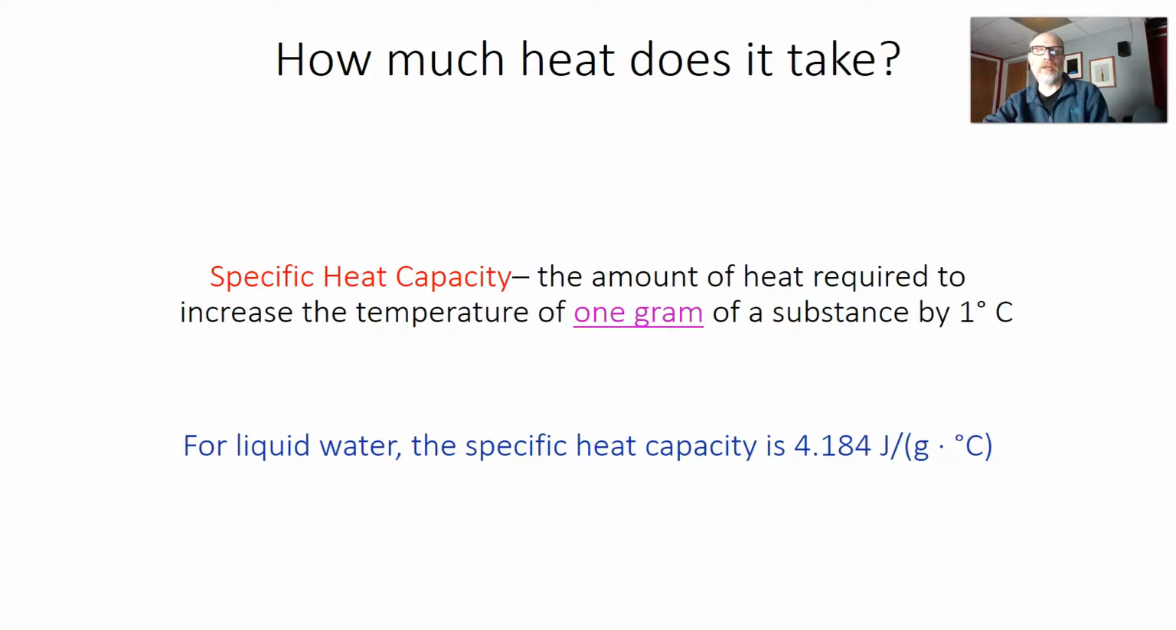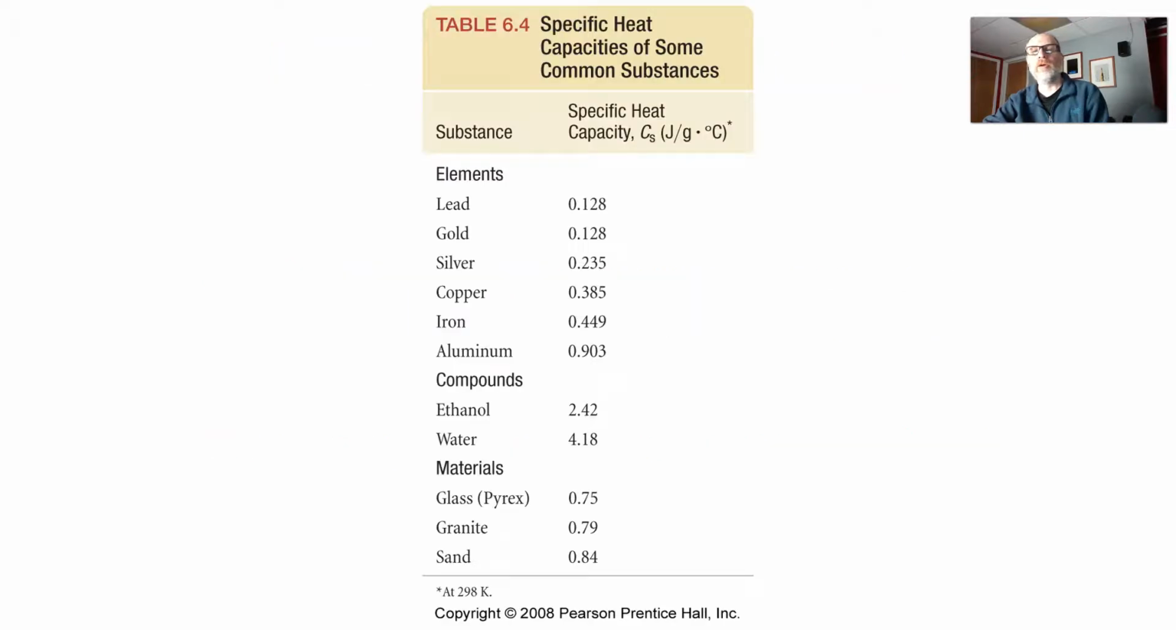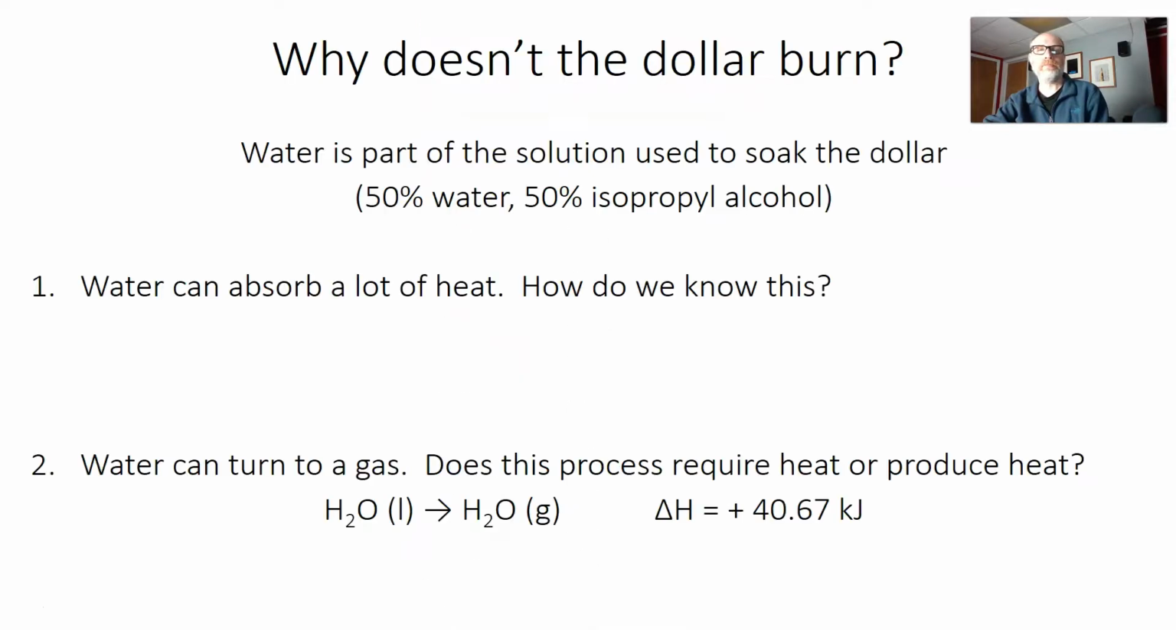And so if we think about specific heat capacity in terms of a number of different substances, water tends to have a very large specific heat capacity, 4.184. And you can see that's roughly double at least of any of the other materials on this list. And so water absorbs a lot of heat. So the water in that dollar bill is absorbing the heat from the flame as that isopropyl alcohol burns. So that's one reason why the dollar bill doesn't burn.